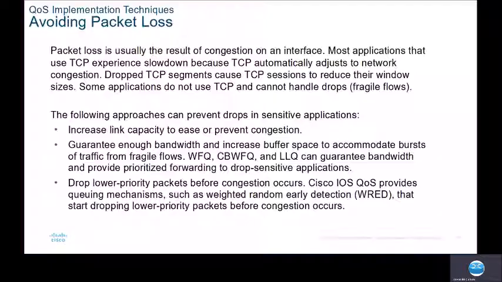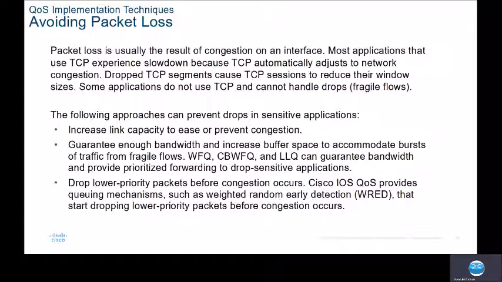All right, implementation techniques. So, avoiding packet loss. Packet loss is usually the result of congestion in an interface. Most applications that use TCP experience slowdown because TCP automatically adjusts to network congestion. Dropped TCP segments cause TCP sessions to reduce their window sizes. Some applications do not use TCP and cannot handle those drops. They're fragile flows. The following are approaches to prevent packet drops in sensitive applications.